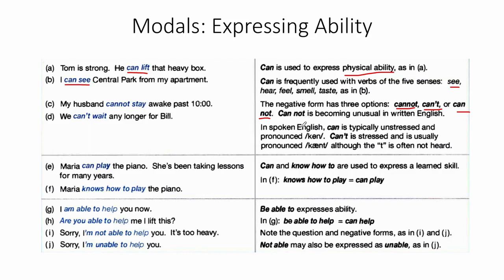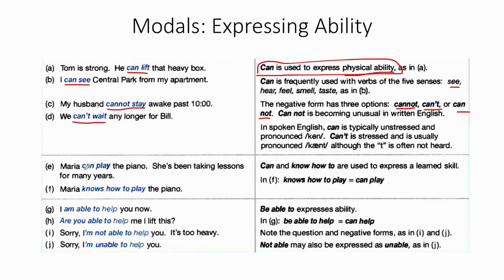So this is the modal can for expressing ability. Negative examples are: my husband cannot stay awake past 10 o'clock. We can't wait any longer for Bill. So it means that there is no ability to do that. So we can use can for expressing ability, as in these examples.